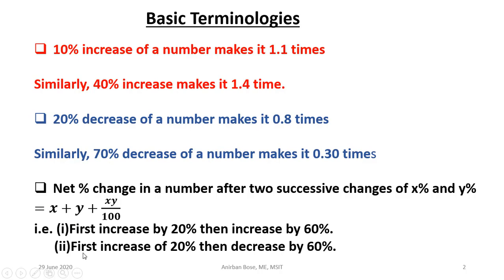Similarly, if the price first increases by 20% and then decreases by 60%, in place of y, since it is a decrease, we will write minus 60. So, for this case the formulation will be 20 minus 60 plus 20 into minus 60 divided by 100. In this way we can find out the resultant percentage increase or decrease. The sign of the resultant percentage will tell you whether it is ultimately increased or decreased.